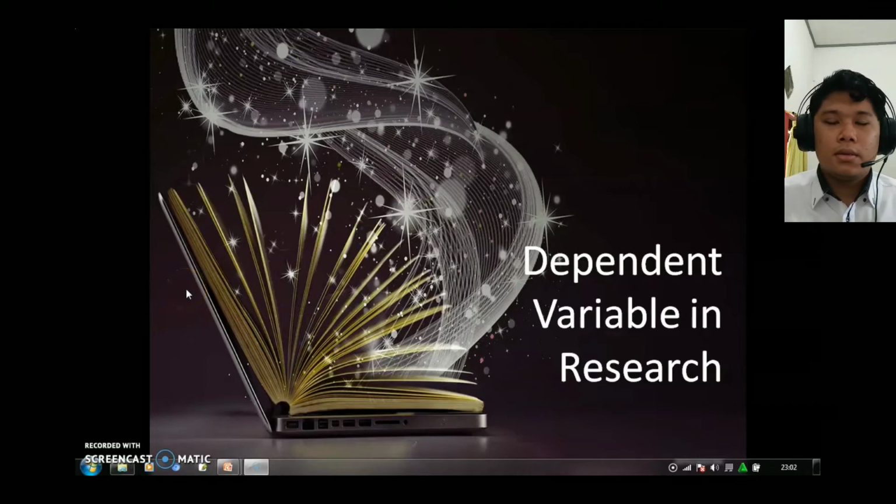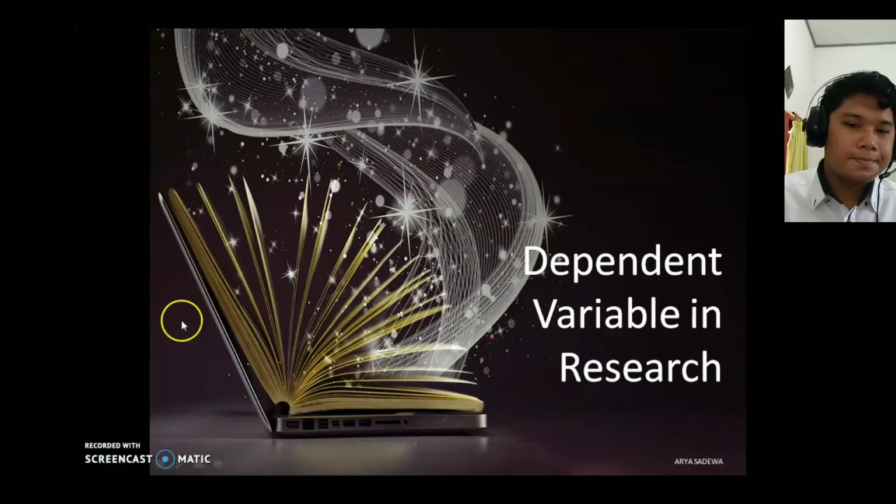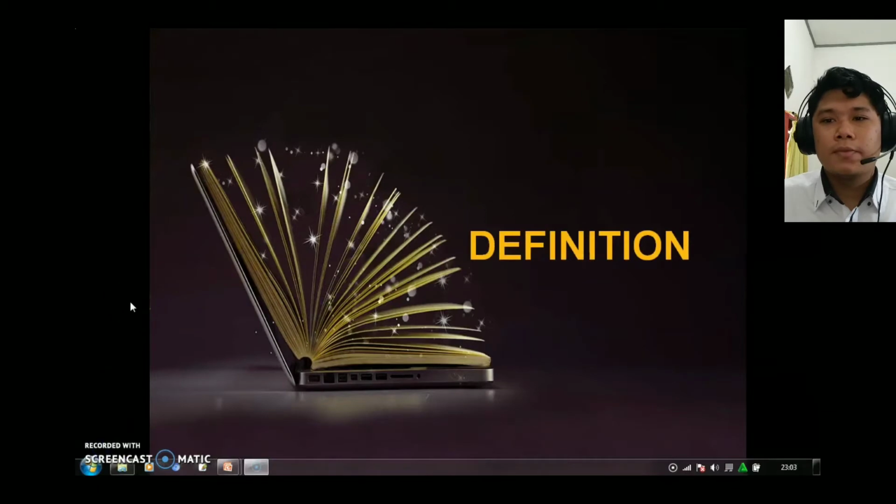Today, I am going to be explaining about dependent variable in research. So let's get into it. The first one I want to talk to you about is its definition. What does dependent variable mean?